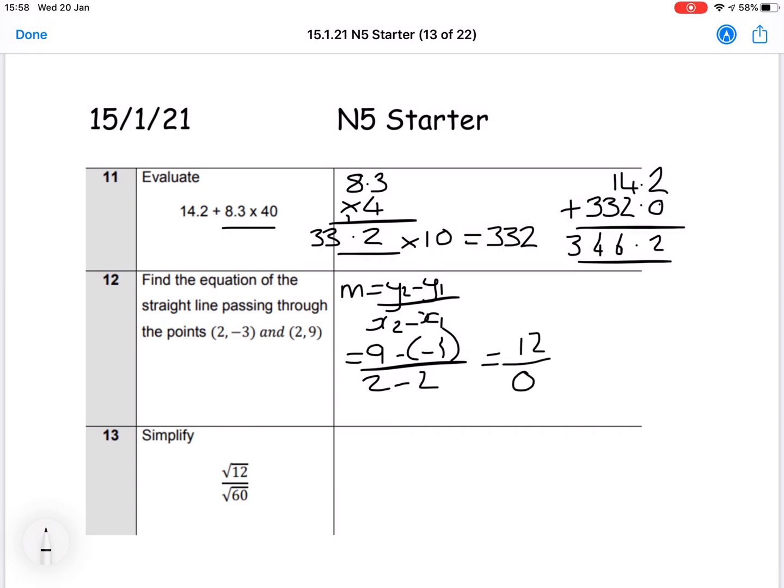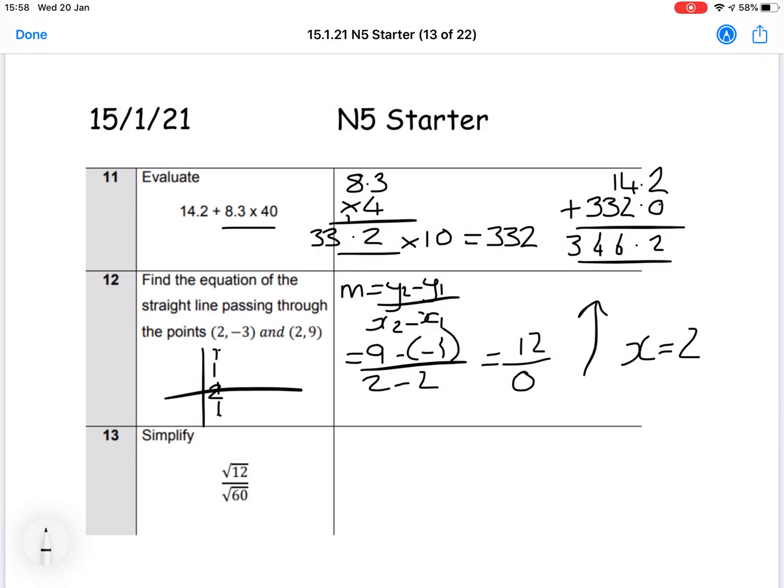Now, you can't do dividing by 0 in maths. It is physically impossible. So that doesn't have a gradient. And if a line doesn't have a gradient, if it's undefined for a gradient, it is a vertical line. So if we were to think about what these points would look like on a grid, say, 2, minus 3 would be perhaps somewhere here. 2, 9 would be perhaps somewhere up here. So that would in fact be a perfect straight line that goes right down through the point 2. Every x coordinate is 2. So as an equation, that line would actually just be x equals 2.